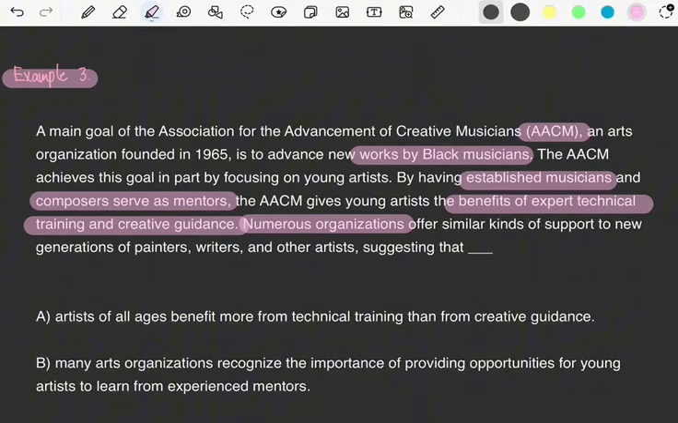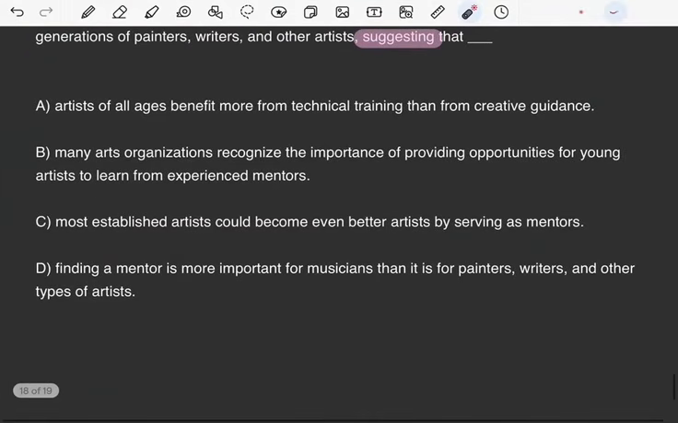And lastly, the signal word that we're looking for is suggesting. Now the logic says that AACM does something, many organizations also do something, and therefore this is a widespread practice, which suggests that. So I'm going to predict that the answer will be many organizations see value in mentoring young artists, or mentorship is a widely recognized and important thing for developing young artists.